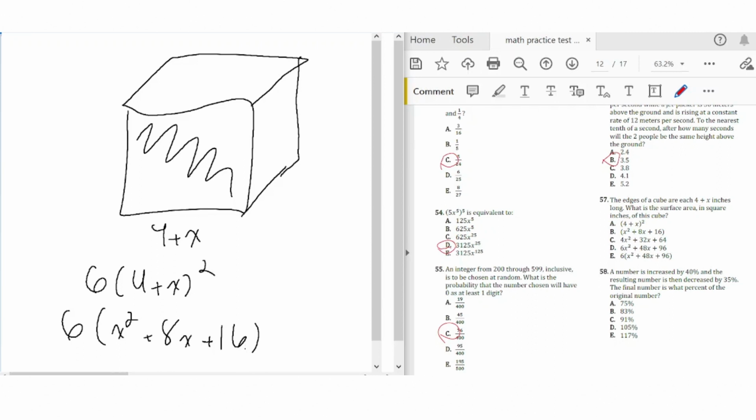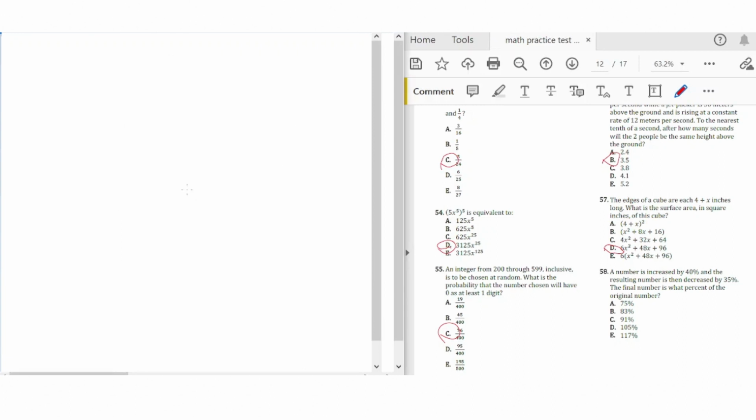Now we can multiply by 6 to get our answer, which is going to be 6x squared plus 48x plus 96. See how we're distributing that 6? Don't forget to distribute the 6 in that situation because there are 6 sides to that cube.